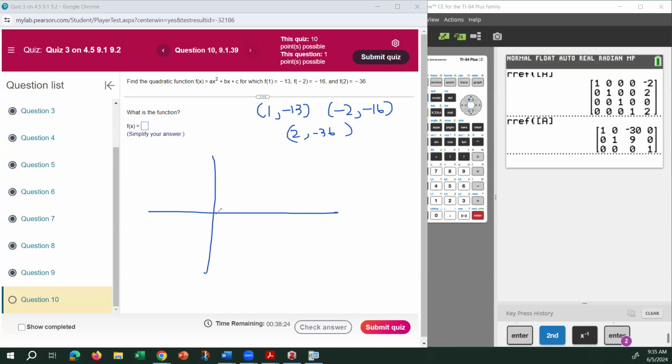I'll just draw a rough graph. 1, -13, -2, -16, and 2, -36. I did this one wrong. -2, -16 should be down here. So we're given a graph and we're trying to find the function that goes through these 3 points. What is the function that goes through these 3 points? And so to do that, we need to come up with 3 separate equations.